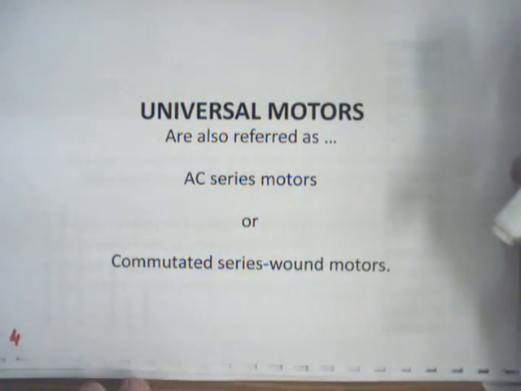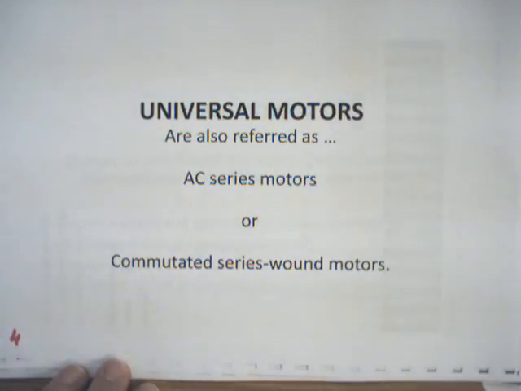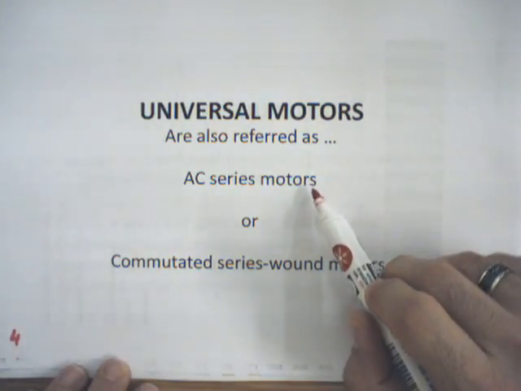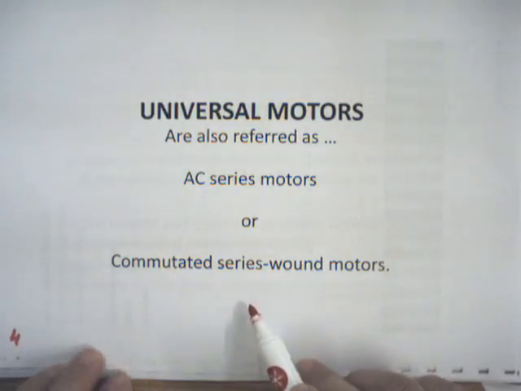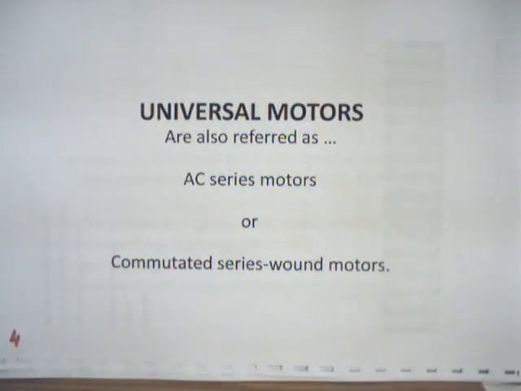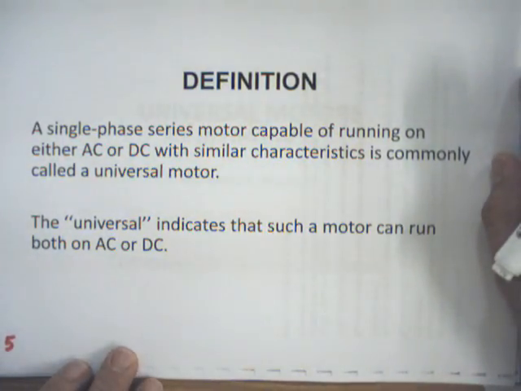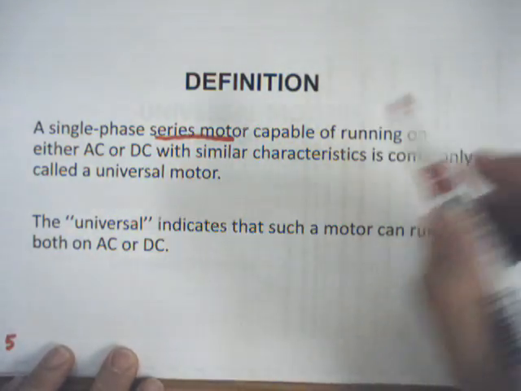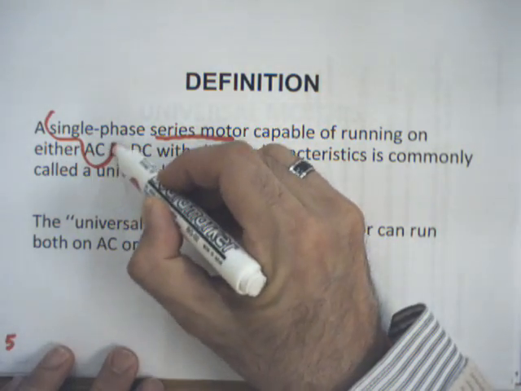So let's return back to our basics. The definition of universal motor can be given in the following slide, but bear in mind that they are also called AC, alternating current series motors, or commutated series wound motors as well. So what's a universal motor? It's a single phase series motor. It's a series motor, and in alternating current wise, it's single phase.